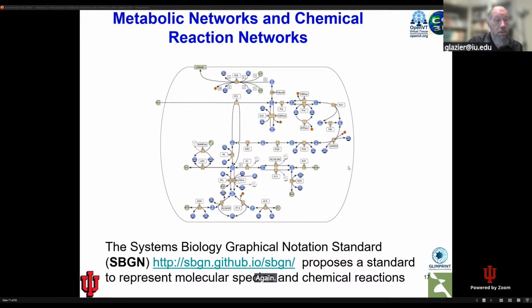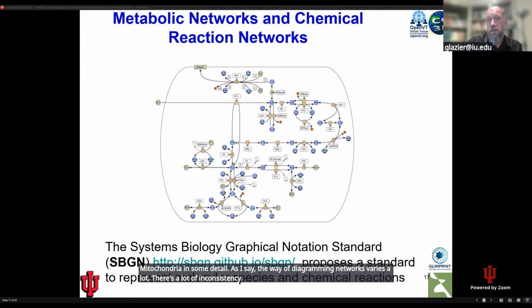Again, typically in our modeling, we neglect the details of metabolism that are going on in your mitochondria, just the way you neglect how the engine works in your car, unless it's malfunctioning. But certainly, if you're interested in metabolic diseases, you have to model mitochondria in some detail. As I say, the way of diagramming networks varies a lot. There's a lot of inconsistency. One standard is called Systems Biology Graphical Notation. There are other ones that are not compatible with it.